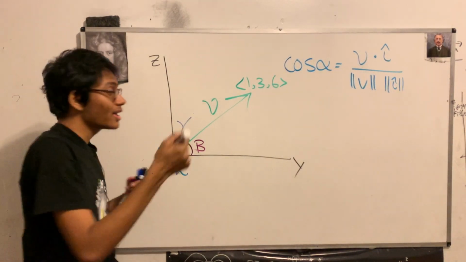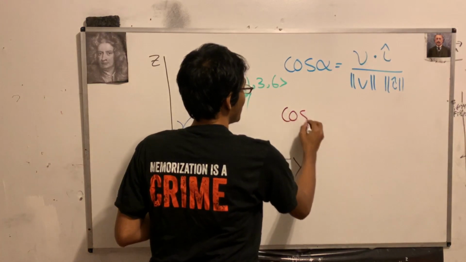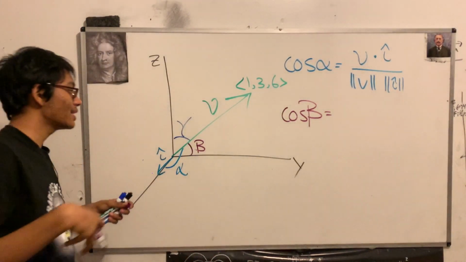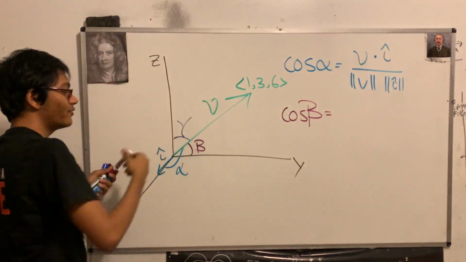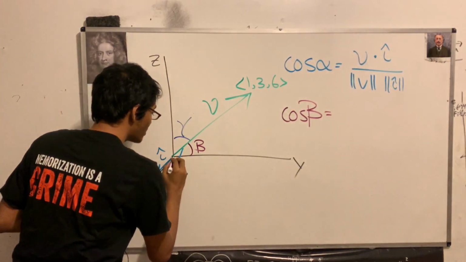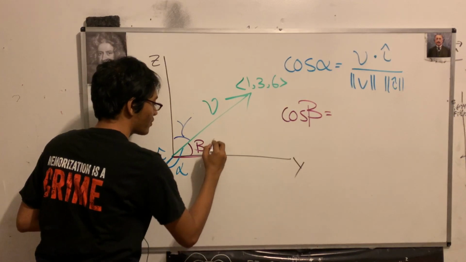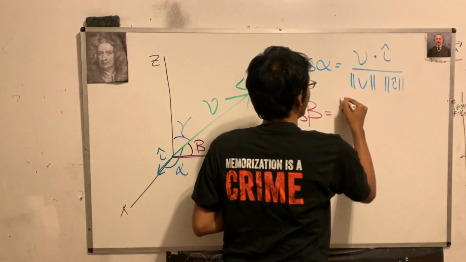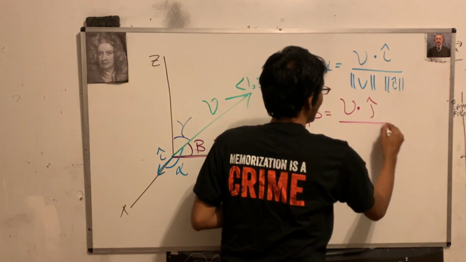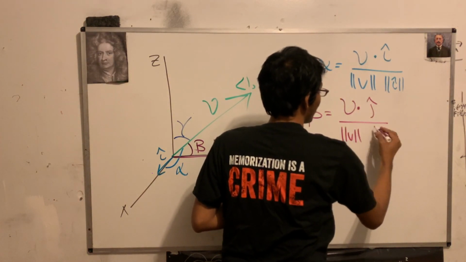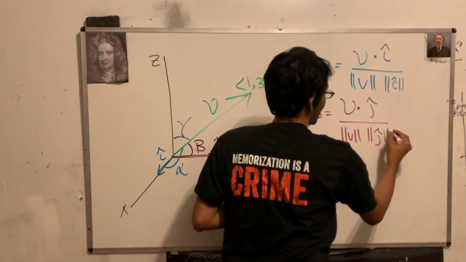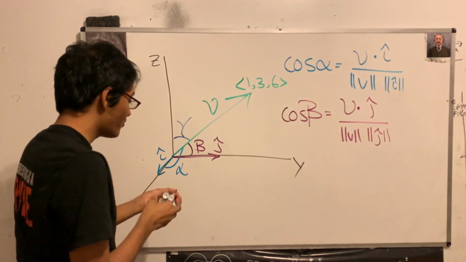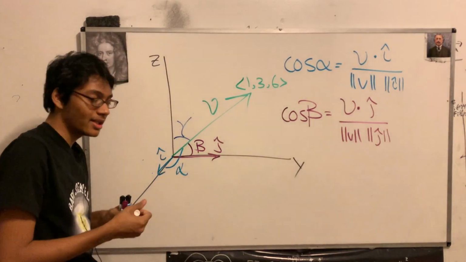We're going to do the same thing for cosine of beta, right? What's that going to be? Well, once again, we're going to take the dot product of our vector v, but this time with the unit vector in the y direction, which of course we like to call j hat. So if we take the dot product of our vector v with j hat, and I divide it by the magnitude of my vector v times the magnitude of j hat, that's going to give me cosine of my angle beta.